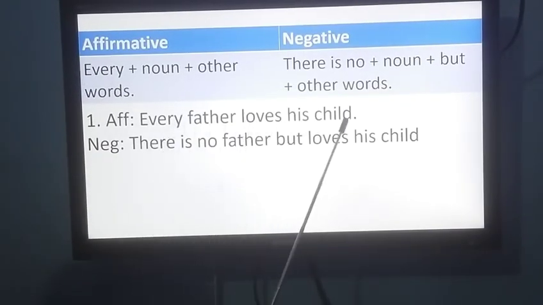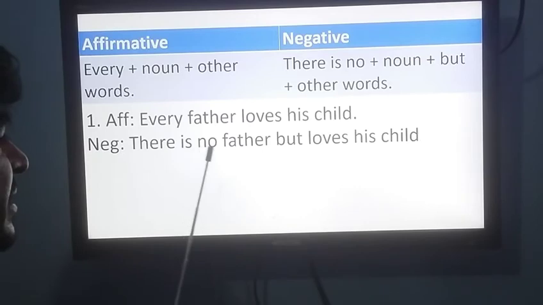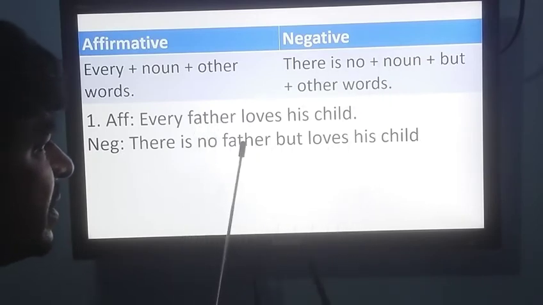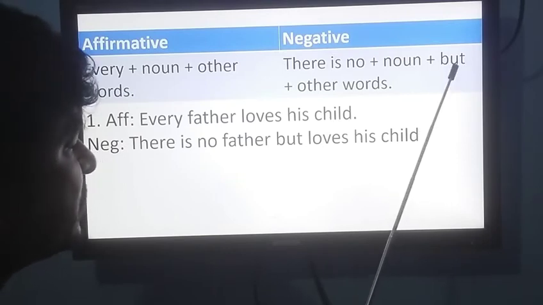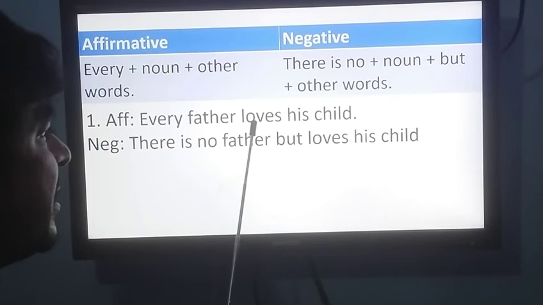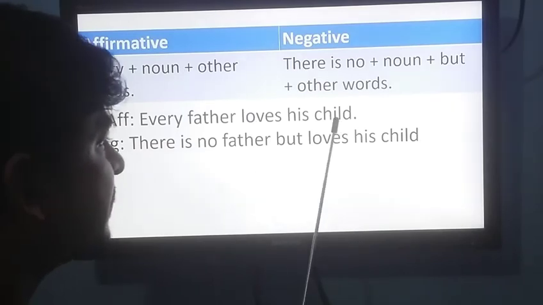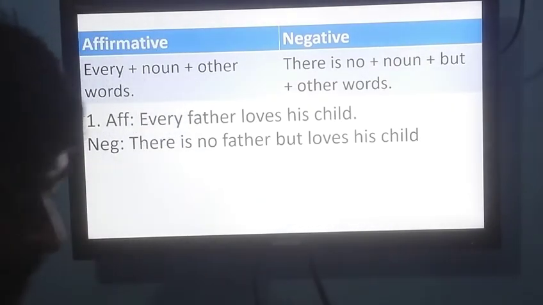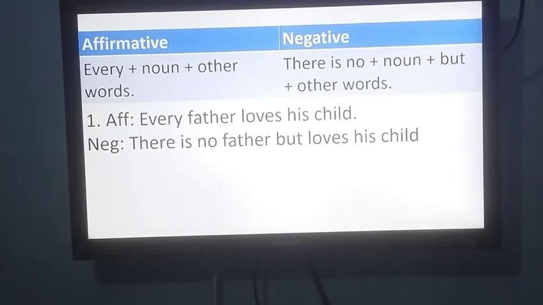Every father loves his child. Here every has been used in this affirmative sentence. In place of every, we have to use there is no. Then we have to use the noun. Here father is the noun we have used. Then we have to use but, we have added here but. Then other words of the sentence, loves his child. These other words have been used here. There is no father but loves his child.